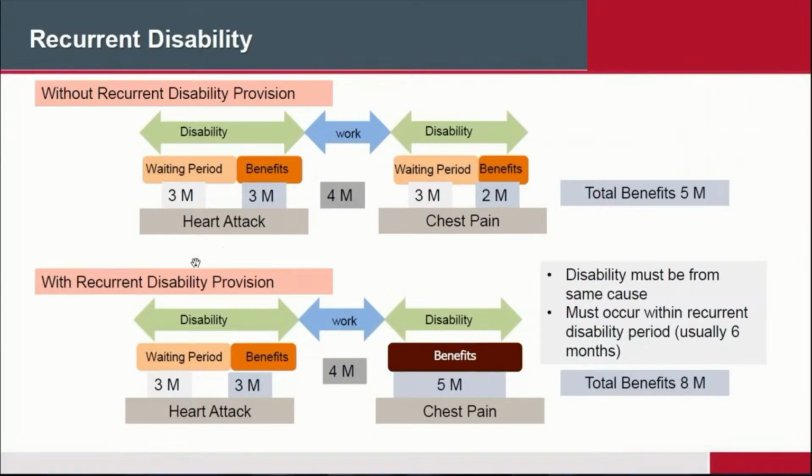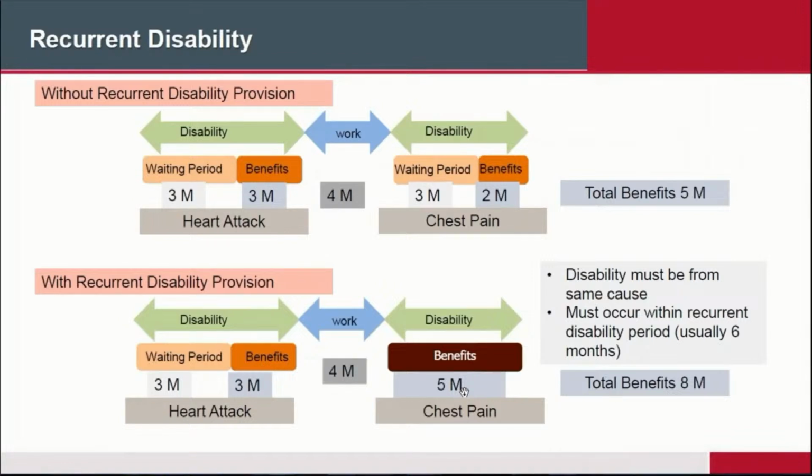But if he has a recurrent disability provision, in other words, he has a rider for recurrent disability, again, he has a heart attack, 3-month waiting period, all that sort of stuff, goes back to work. Within 4 months, he goes back on disability. But because it's chest pain, which is again part of the heart attack, he gets an immediate benefit of $5,000 again. In other words, the $5,000 is reinstated right away.